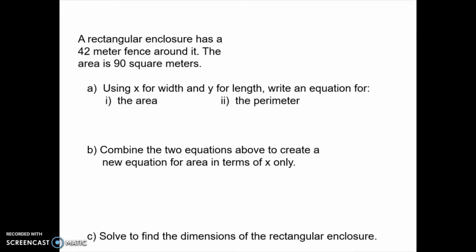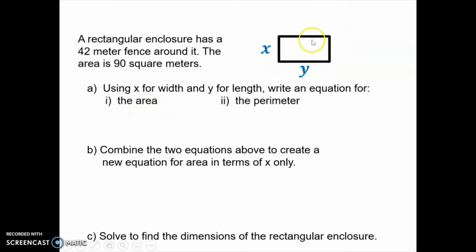So here we go. We have a rectangular enclosure with a 42-meter fence around it. So imagine you have a rectangular fence around some kind of yard, and the fence in total is 42 meters long. So all these lengths here together, that's 42 meters of fence. And it says the area is 90 meters squared. So let's break this down into several parts. First of all, we're going to use x for width and y for length. So x and y.